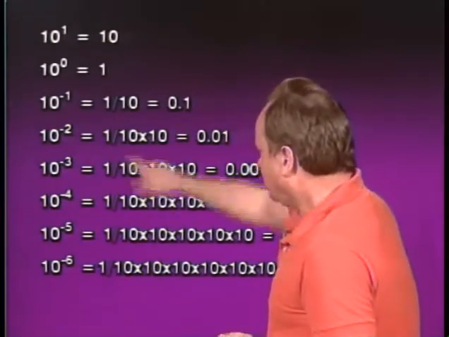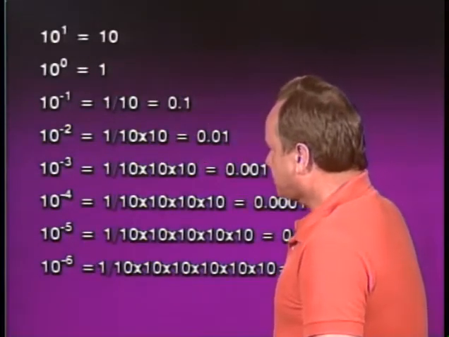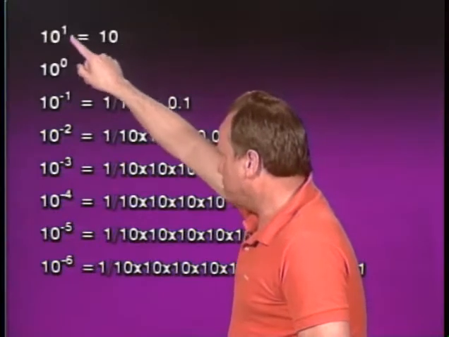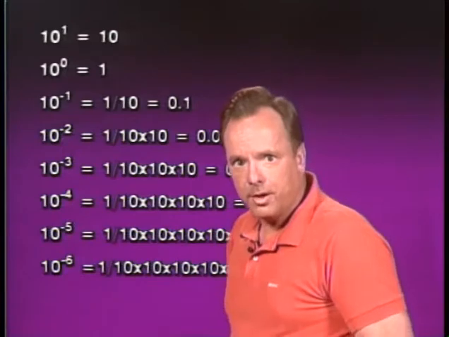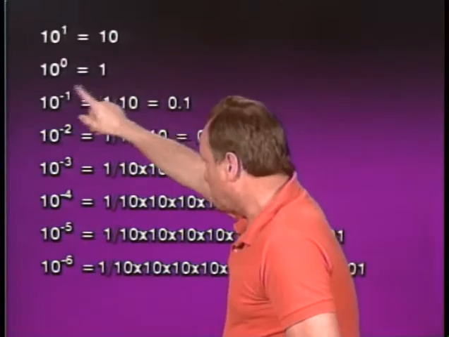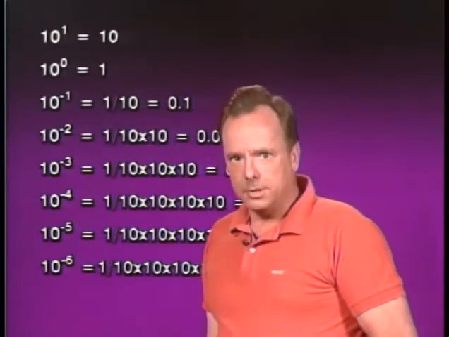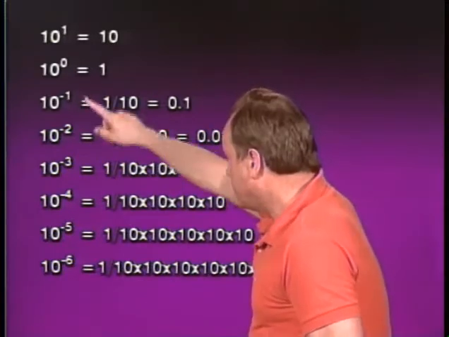We can start over again. 10 to the 1 is 10. Divide that by 10 and you reduce the power by 1. Each time you divide by 10, you reduce the power by 1. Multiply by 10, you increase the power by 1. So 10 to the 0 is 1. By the way, any number to the 0 power is 1. So 10 to the 0 is 1.